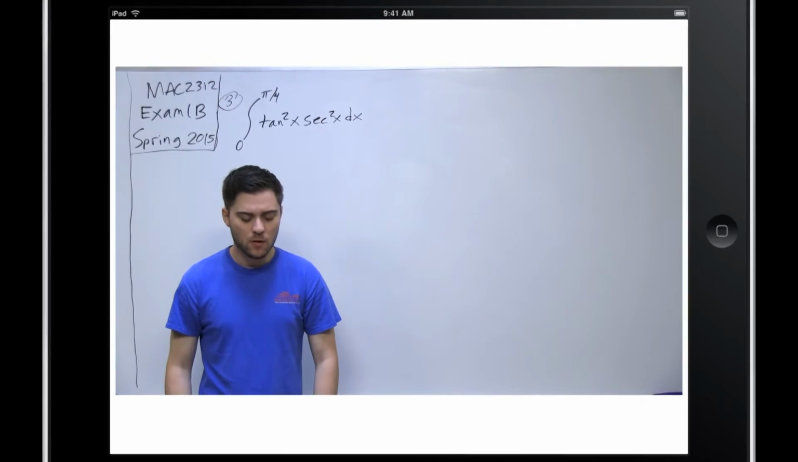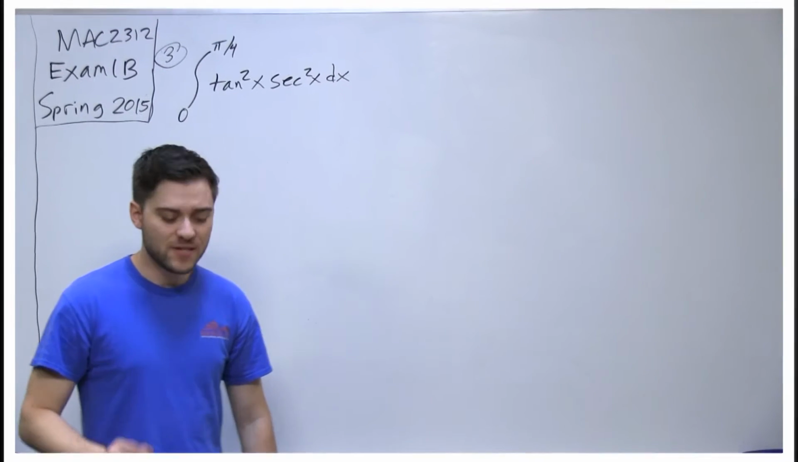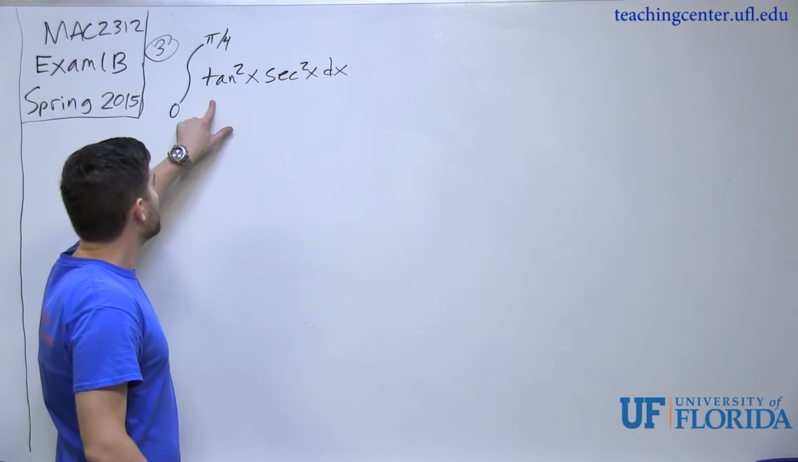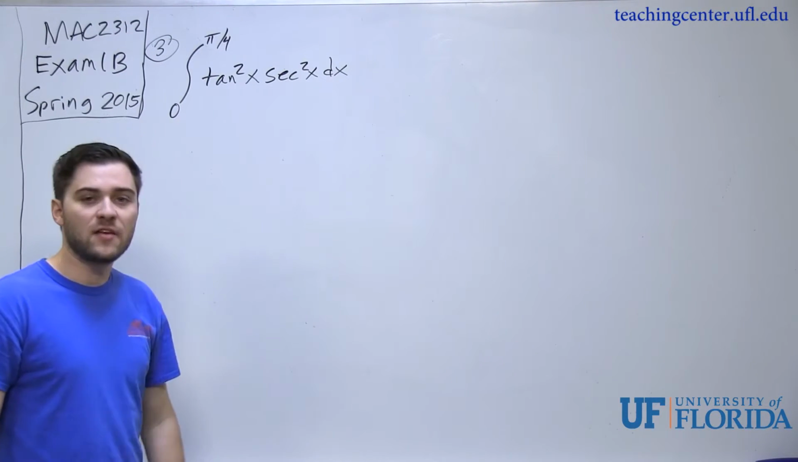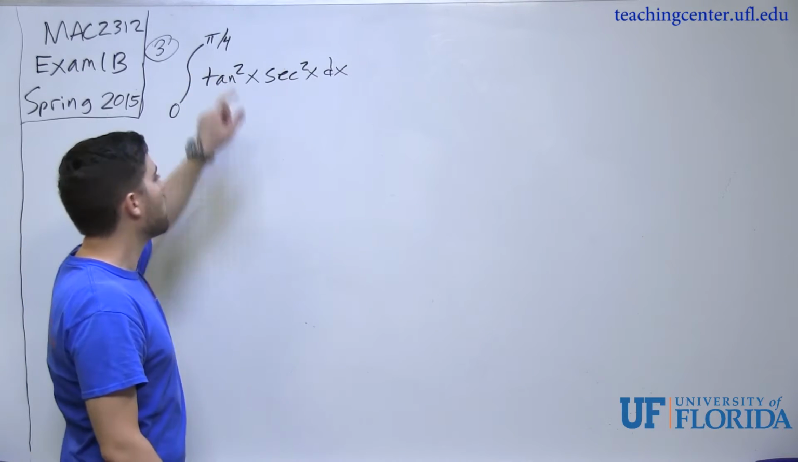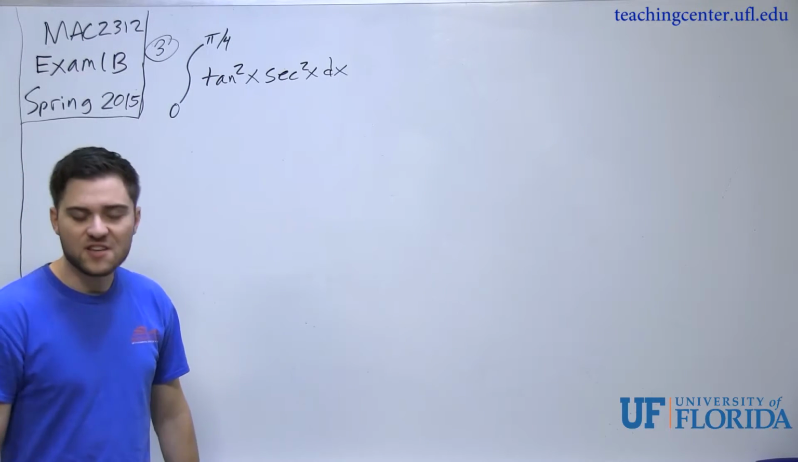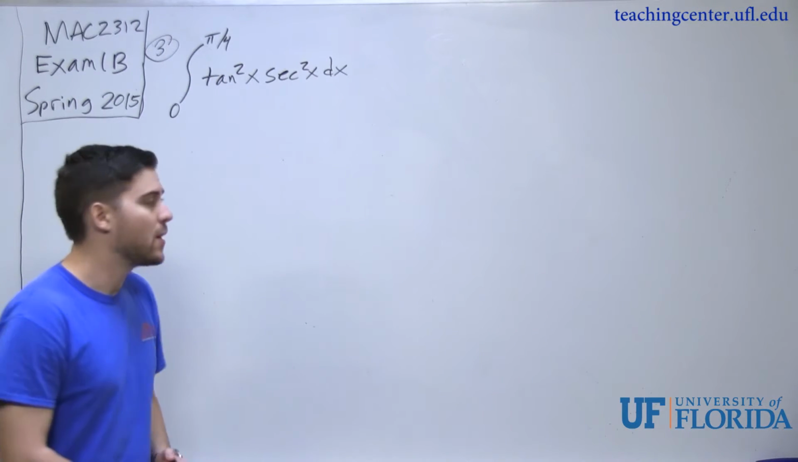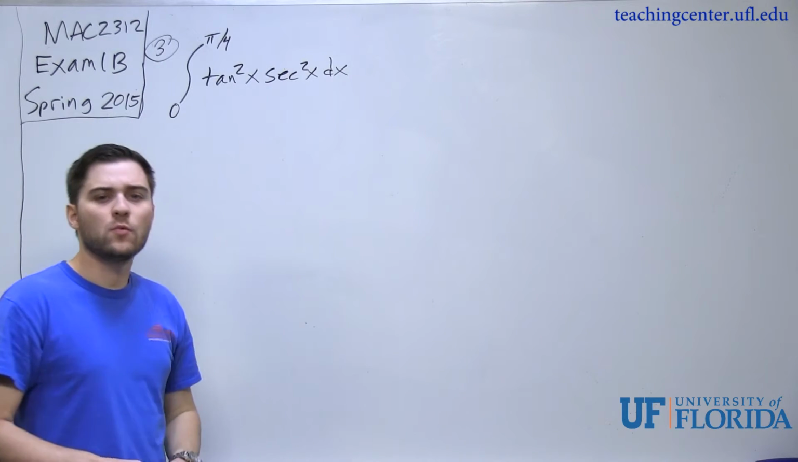Problem number 3 on Spring 2015 gives you a definite integral, tangent squared x, secant squared x dx, evaluated from 0 to pi over 4. And all it says is evaluate that integral. So let's go ahead and take a look and see what we can figure out.